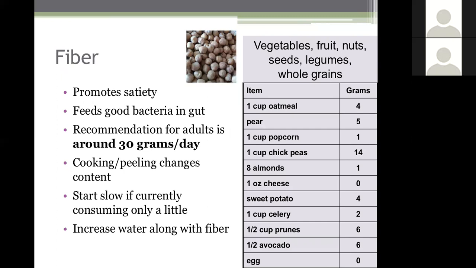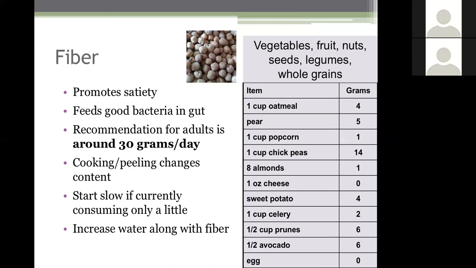Legumes, so lentils and beans, are always on top of the chart. They're absolutely fantastic with their fiber content. As, by the way, are berries, like raspberries, which are super high, and avocados are really, really high in fiber as well.